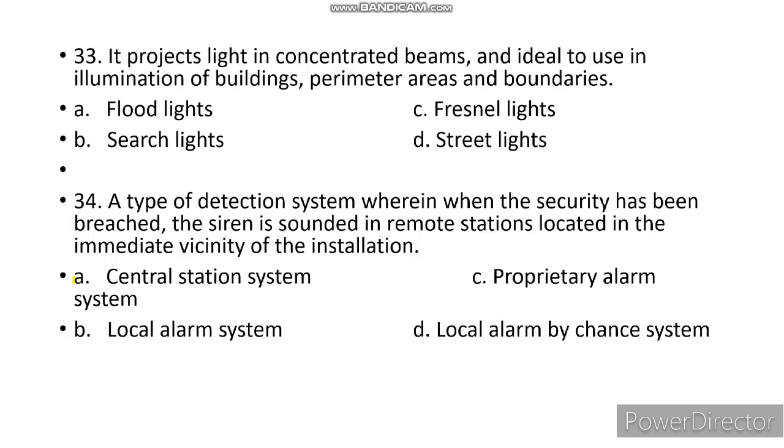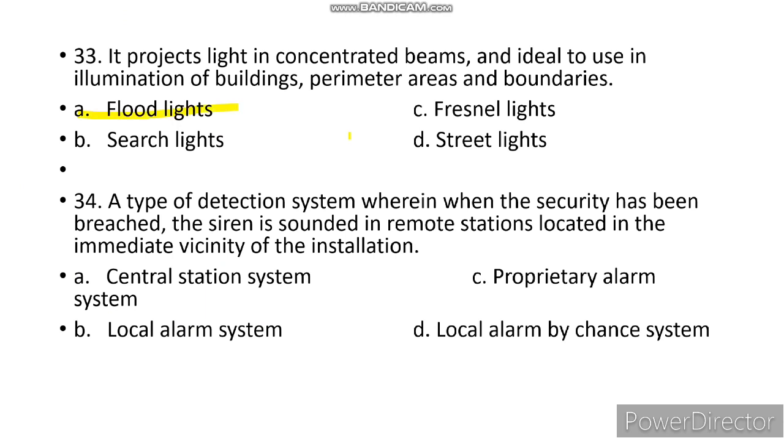33, it projects light in concentrated beams and is ideal to use in illuminating buildings, perimeter areas, and boundaries. So, that's floodlights. Floodlights.